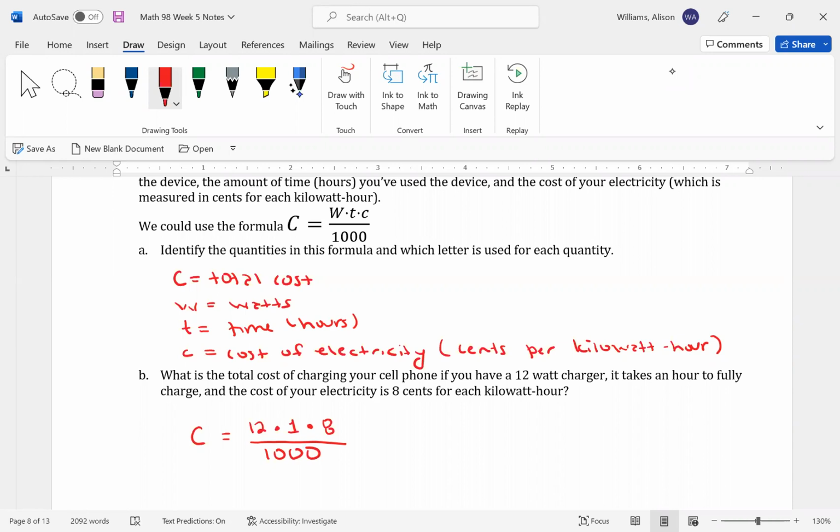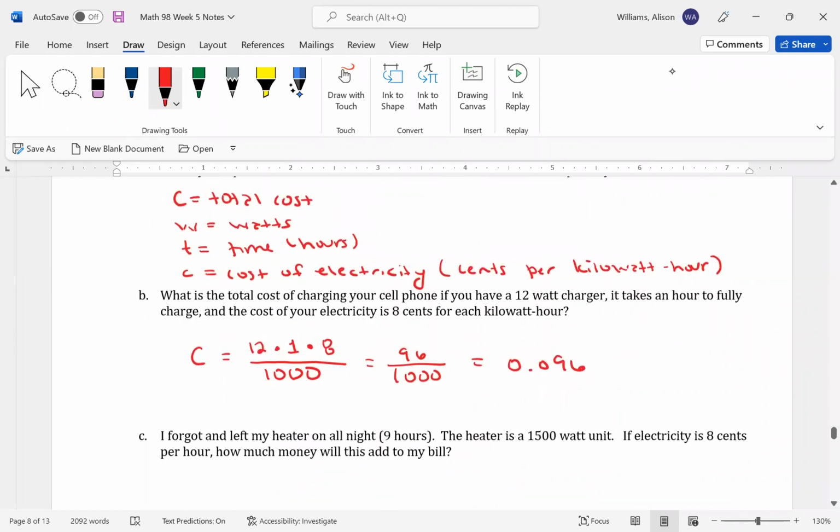Okay, so if I want to figure this out, I need to start by multiplying the numerator. So 12 times 1 times 8, that's going to come out to 96. And then 96 divided by 1,000 is going to be 0.096. Okay, so if we're talking about money, it would make sense to round to the hundredths place, because, you know, 2 decimals after for money. So if I rounded that, it's going to actually round to 10. So this would be 10 cents. So this is literally going to cost 10 cents to charge this.